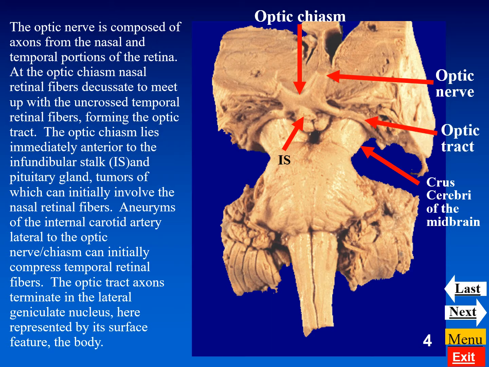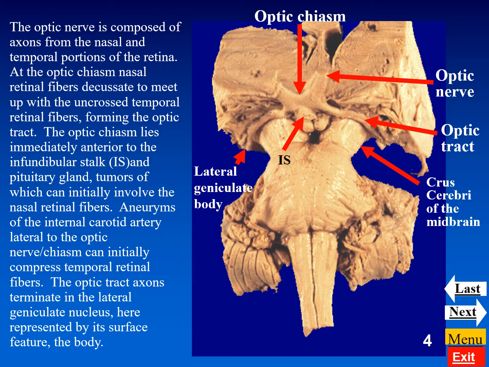And the optic tract will course toward the thalamus and end upon a nucleus of the thalamus known as the lateral geniculate nucleus. Here we see the surface feature of that nucleus. It's known as the lateral geniculate body.